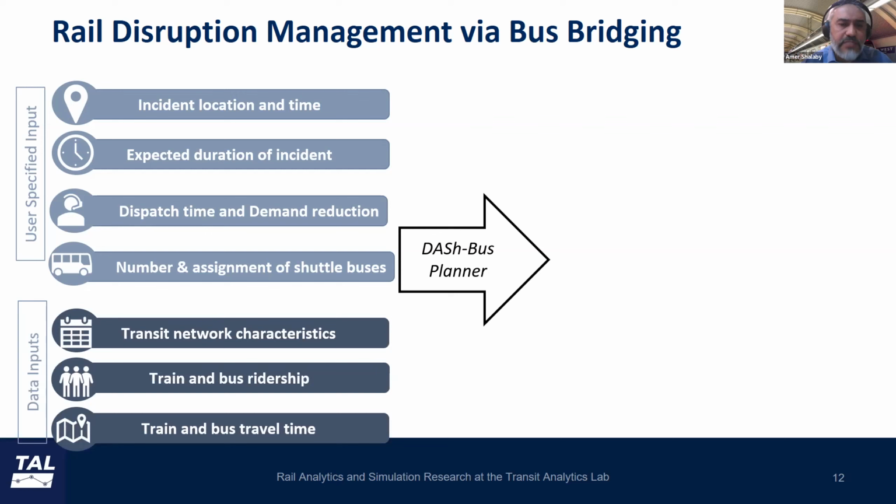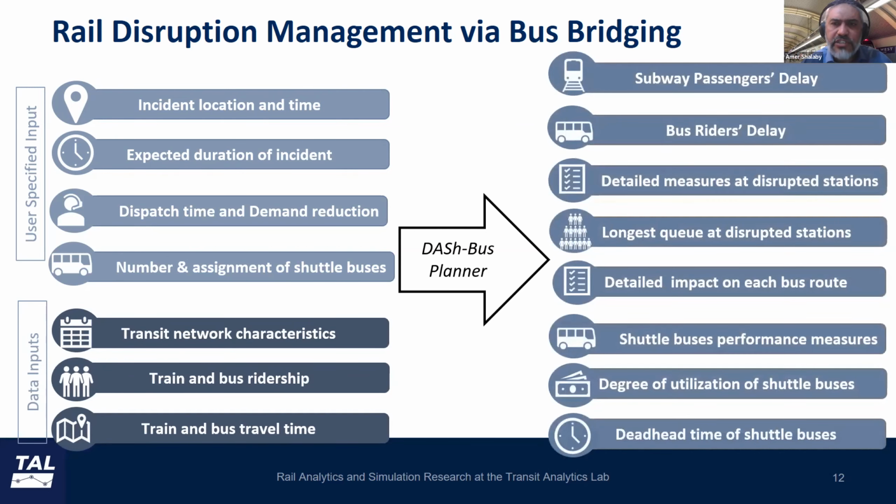And then the Dash Bus Planner, which is a module within NEXUS, using some simulation model of the crowd dynamics and also the bus dispatching, computes a number of metrics on the impact of that bus bridging scenario on subway passenger delay, and the bus riders delay. Those bus routes from which the buses are pulled to serve as shuttle service would obviously be impacted. So we produce the impact in terms of the delay inflicted on bus riders of those routes and a number of other metrics. This is one version of this bus bridging toolkit.